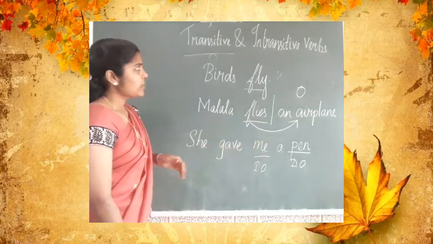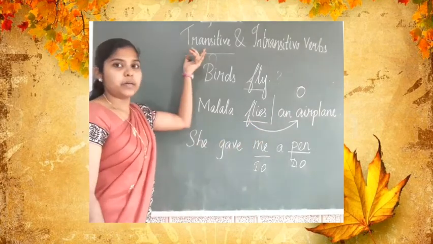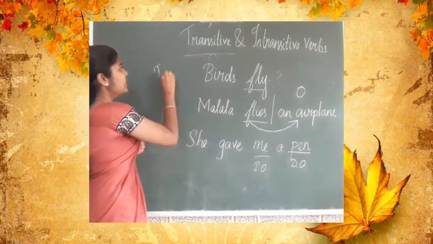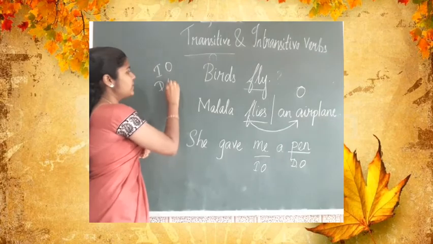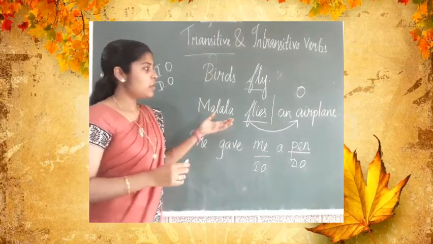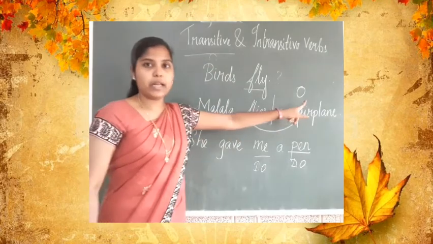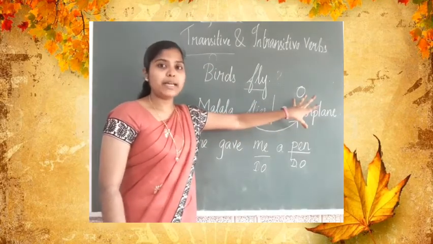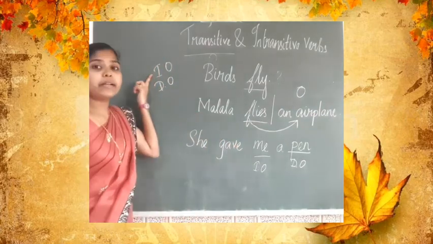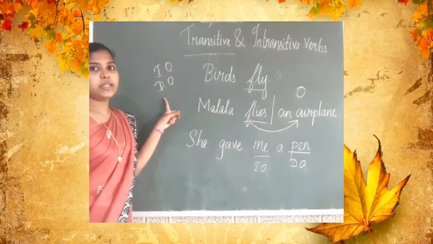Now, transitive verbs come in two ways. One is indirect object and the other is direct object. Already I told you that transitive verbs take an object. This object is divided into two. They are indirect object and direct object.